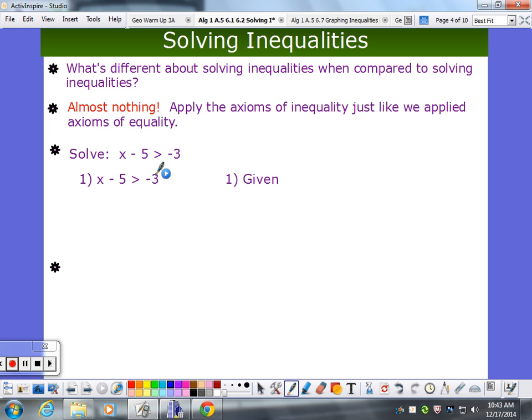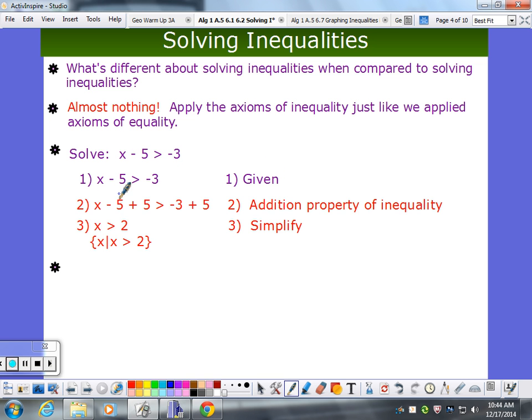So I'm going to show you how you do these with the property of inequalities. These are kind of written in your paper there. If x minus 5 were in it, they want you to solve that. I'm going to call that the given thing. So you are going to add 5 to both sides, right? Who says you can add 5 to both sides? The addition property of inequality. And then we simplify that out.